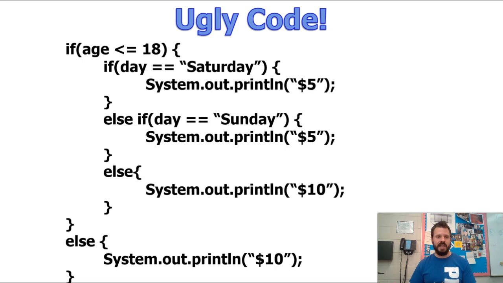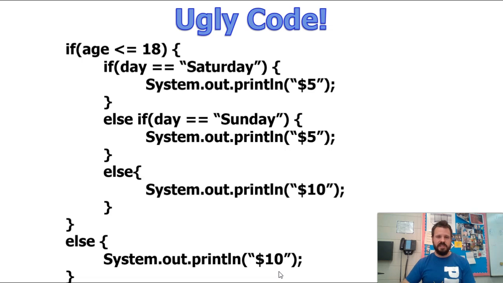Same idea with Boolean logic. Let's take a look here. I've got some ugly code, I'm going to say. And what is this program doing? Well, it's deciding if the age is less than or equal to 18 or by default greater than 18. And then if it is less than or equal to 18, so for a kid in other words, it's going to check and see if the day is Saturday. If so, it'll print out $5 for a ticket or something like that. Next, it'll check and see if the day is Sunday. If so, it'll print out $5. Otherwise, the ticket is $10. And I suppose if we're greater than 18, it's $10 no matter what.